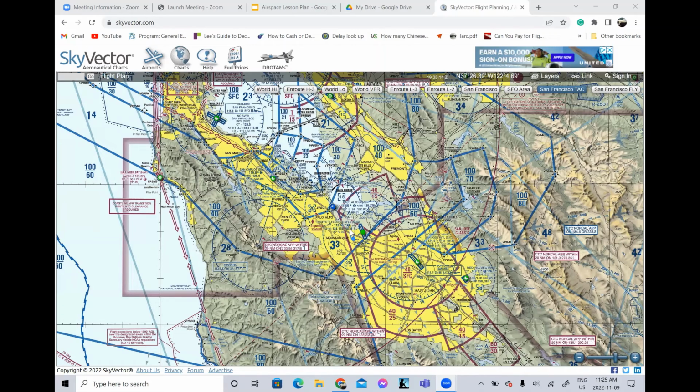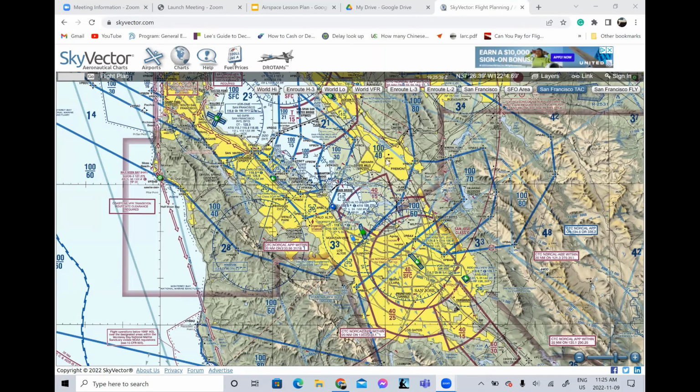From 2,500 feet to 4,000 feet MSL, we're now in Class Charlie. In order to fly in Class Charlie, you need to have two-way radio communication as well as a Mode C transponder and ADS-B. And the weather minimums here are 3 miles visibility, 1,000 feet above clouds, 500 feet below, and 2,000 feet horizontally away from them.